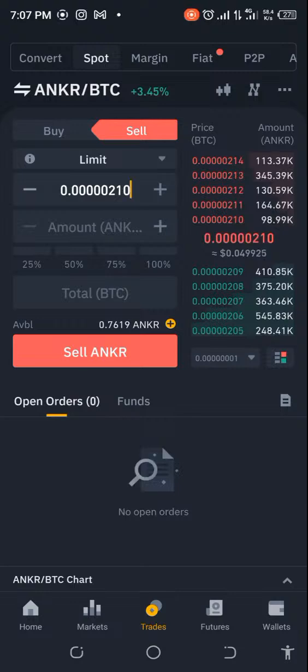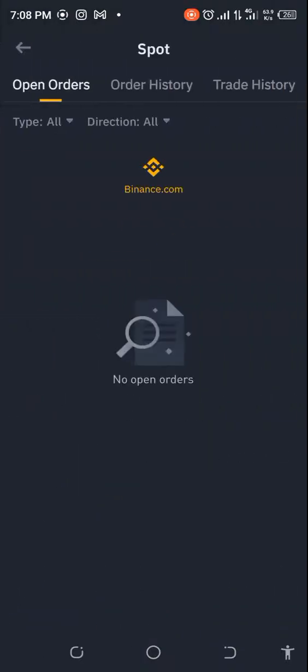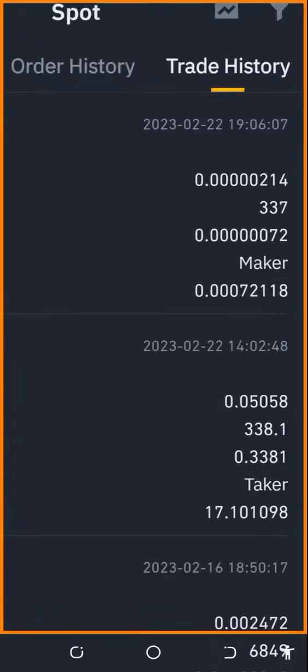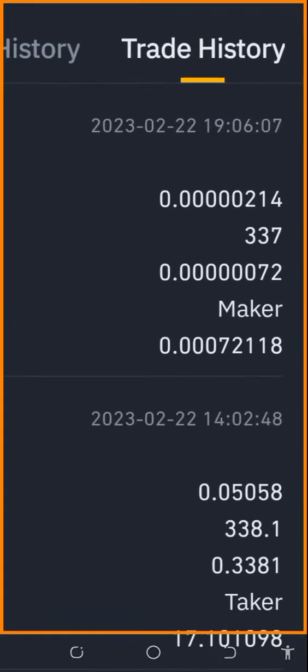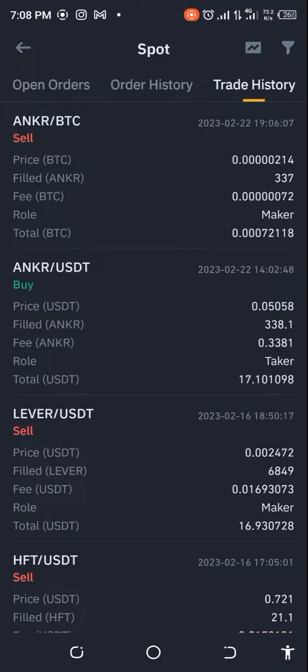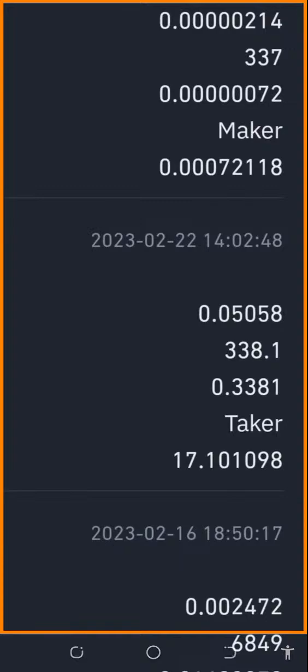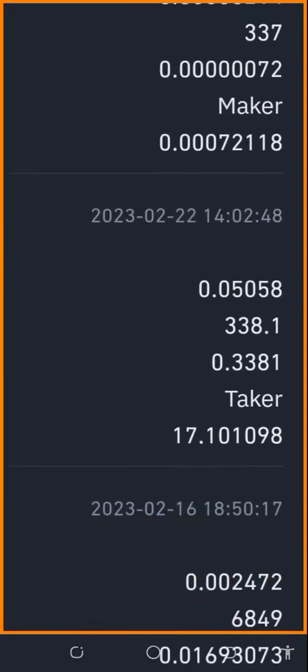Okay, I'm back. So now it's already sold to BTC. So let's go check and do this quickly before BTC goes down. Let's just check the trade history. All right, so it's already sold and we got 0.0007218. Okay, and how many hours did that take? Let's see, 14:02 and then 19:xx, so about 5 hours.